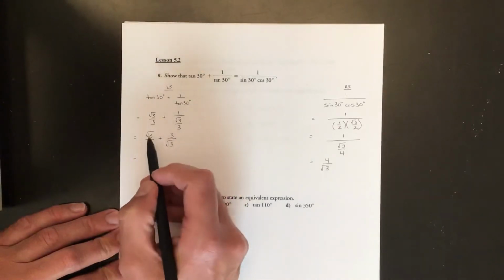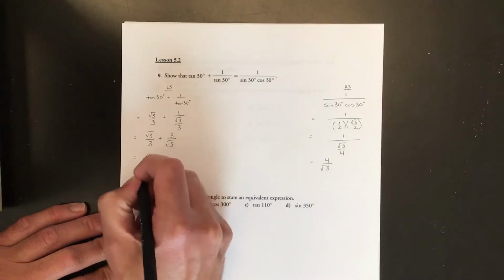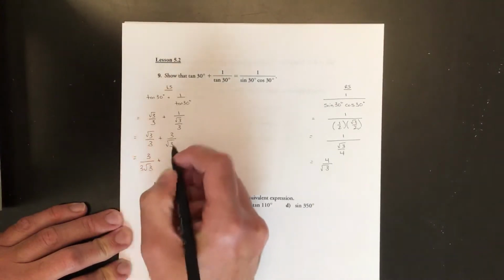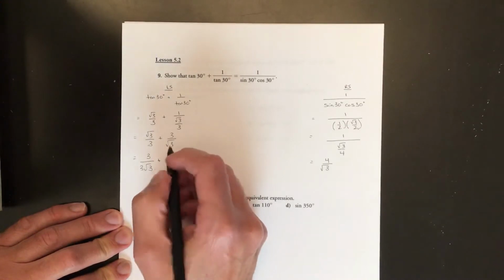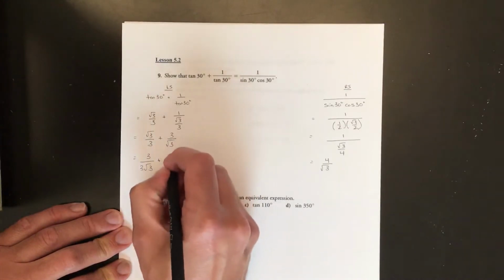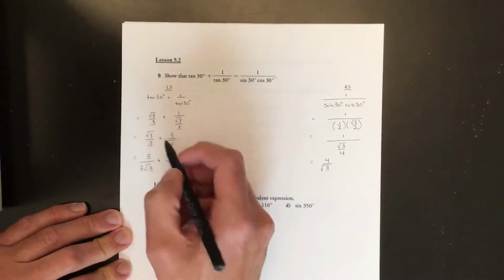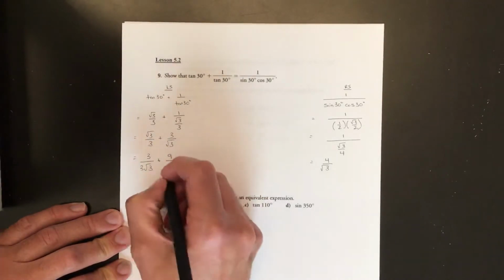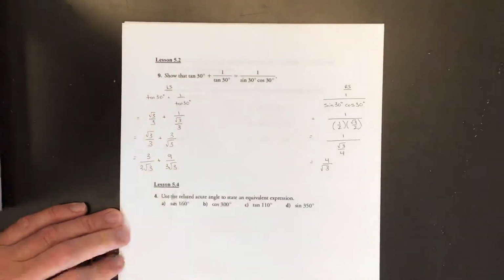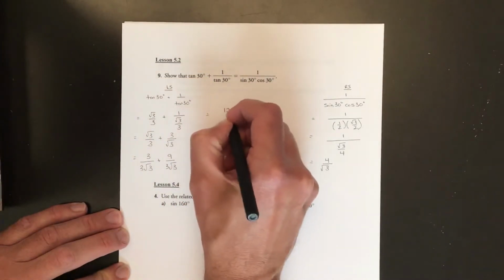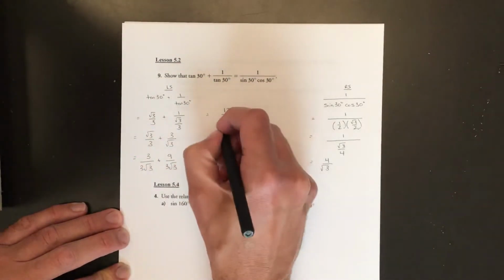So I'm going to do root 3 times root 3, which is root 9. Square root 9 is 3. And this becomes 3 root 3. Plus, I'm multiplying this by 3. So I get 9 over, multiply that by 3, we get 3 root 3. Now I can add them together. 9 plus 3, of course, is 12 over 3 root 3.